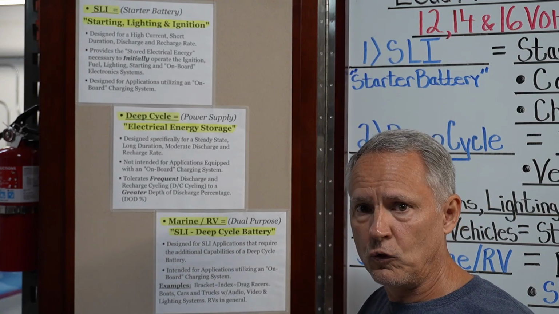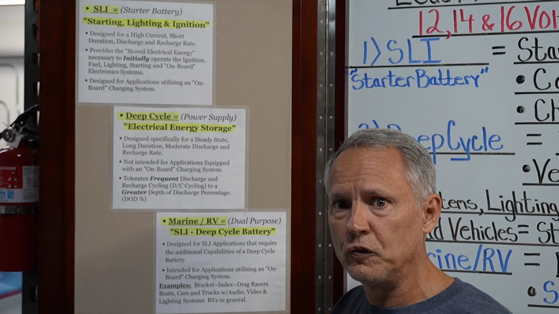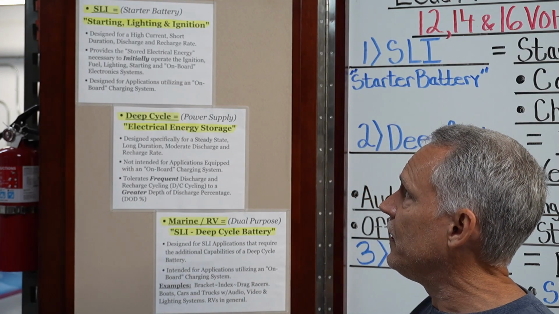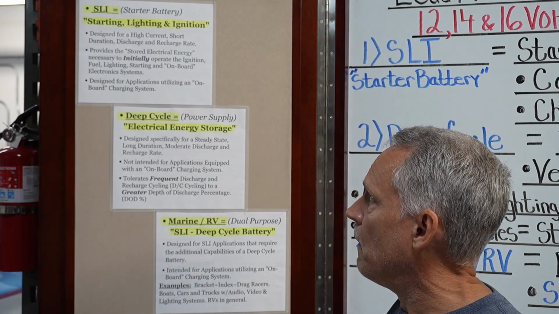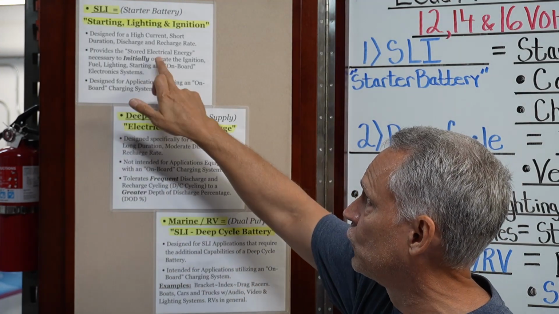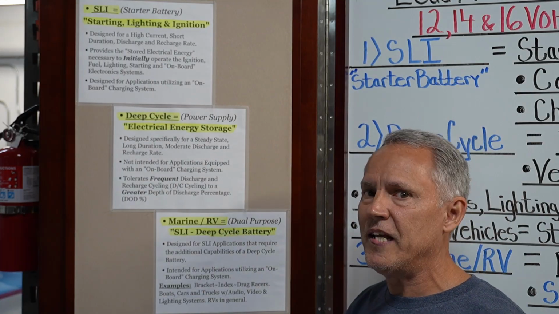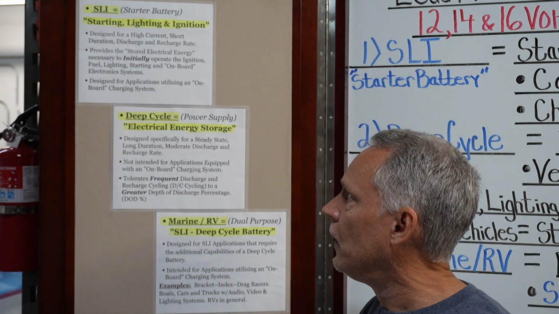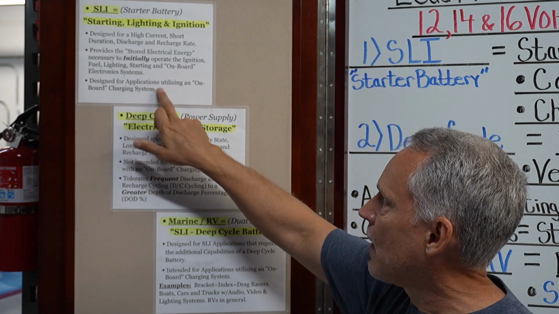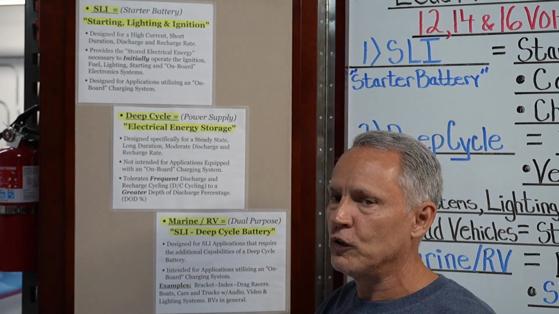Then it has to have enough electrical energy to operate the starter motor to start the vehicle. So it has to have the initial energy necessary to start the vehicle. Therefore, like I said, it provides the stored electrical energy necessary to initially operate the ignition, fuel, lighting, starting, and onboard electronic systems. All right, so from there, designed for applications utilizing an onboard charging system.